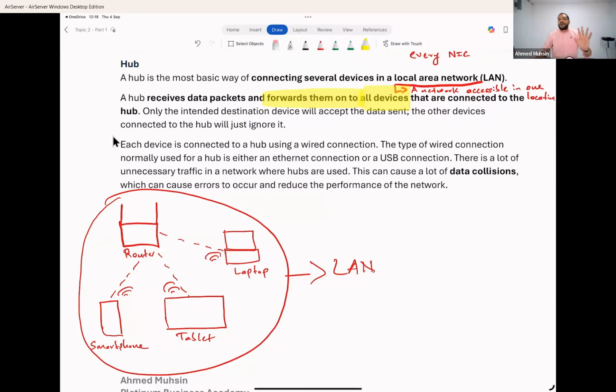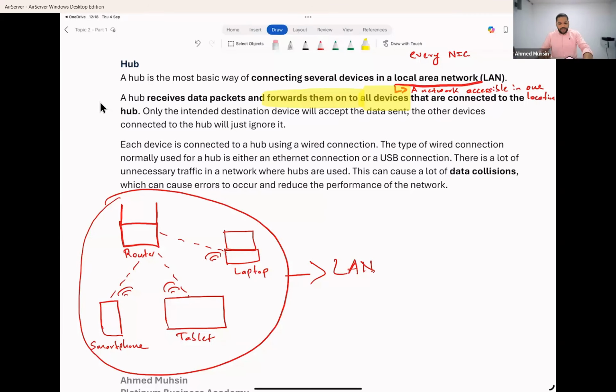So a hub is also plug and play. You just connect the cables, you can start using it. There's nothing to configure, none of that will be done. There's no inserting of passwords and choosing of devices. You just connect the device, it will forward data packets. Okay? Everybody okay with this?